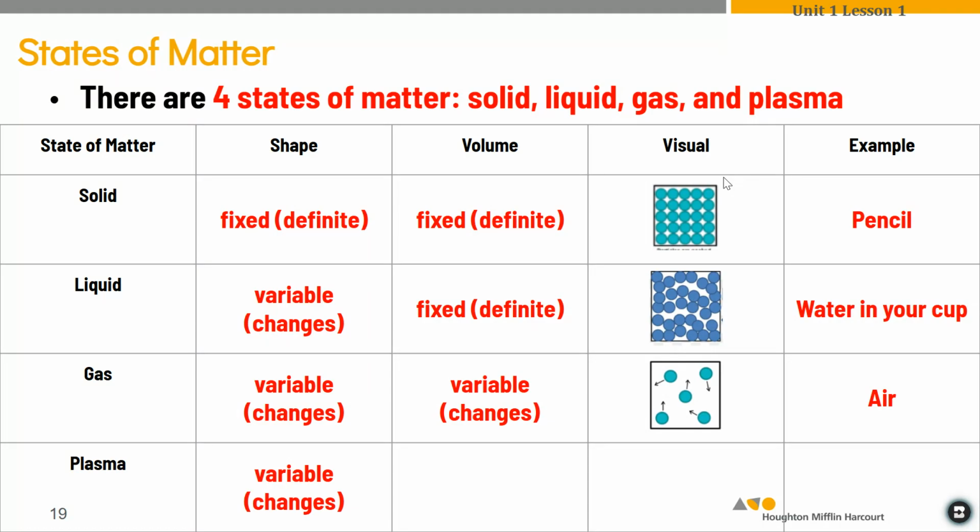The last state of matter that we're going to talk about, and we actually don't talk about this one as often, but it's still good to know, is plasma. Plasma is actually very similar to gas. The only difference is that plasma particles have so much energy that they actually have a charge, which means some of them are positive, some of them are negative, like you see. But plasma, the shape and the volume of it also is variable, or changes, just like a gas.